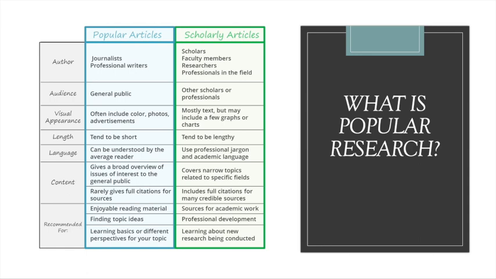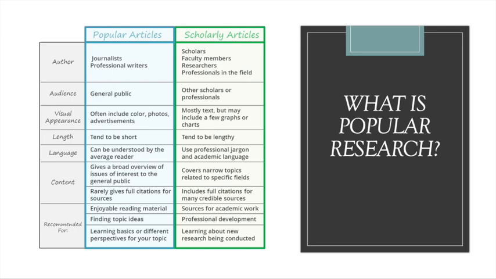So let's talk about the two different types of articles that we may encounter when we research at different times. You see in this table I have listed popular articles and scholarly articles. Most of the sources that you'll use for this particular piece are going to be under the category of popular articles. And really the main differences are going to include things like the audience for whom the article has been written, the language that the article uses, the content of the article, and who it's recommended for.